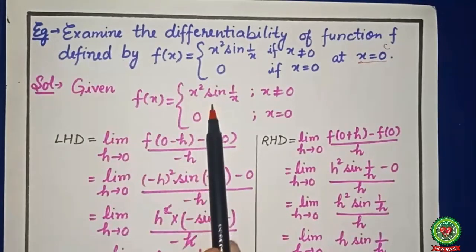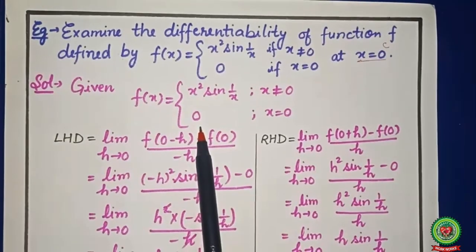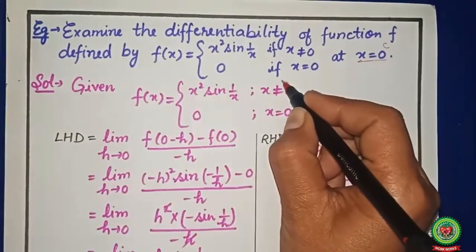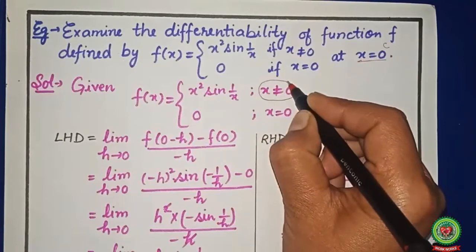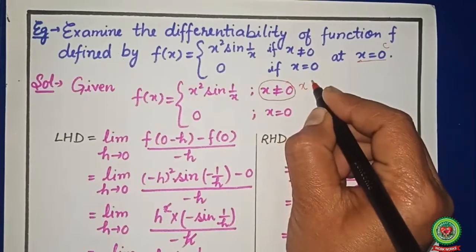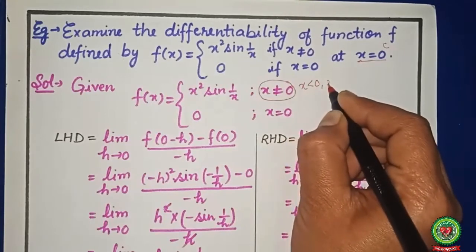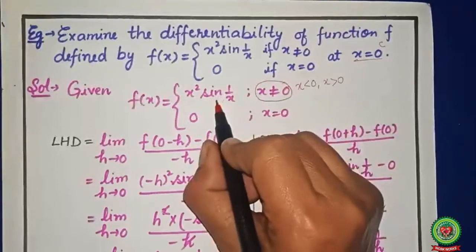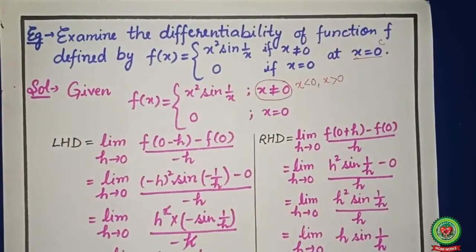Now, again here function is divided into two parts. So, for left hand derivative and right hand derivative, we will get the value from the first part. Here x is not equal to 0. This implies x is less than 0 or x is greater than 0. Both are having same function, that is x square into sine 1 upon x.